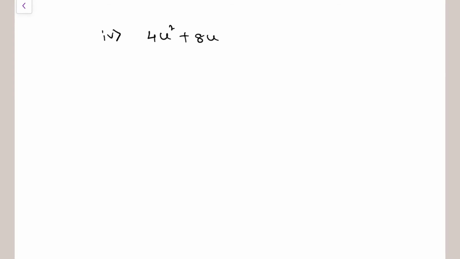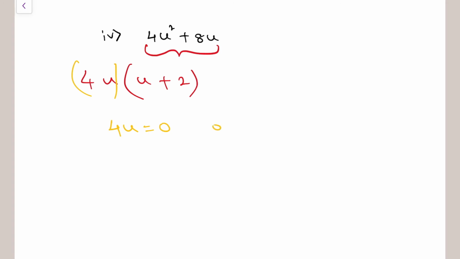Coming to the question number 4. 4u square plus 8u. Now if we observe this clearly, in this constant is not there. So when constant is not there, only x square and x will be there, means how we need to do them. From these two terms 4u square plus 8u, we can take out 4u common. Then we will remain with u plus 2. Now this is one term 4u and this is second term u plus 2, right?